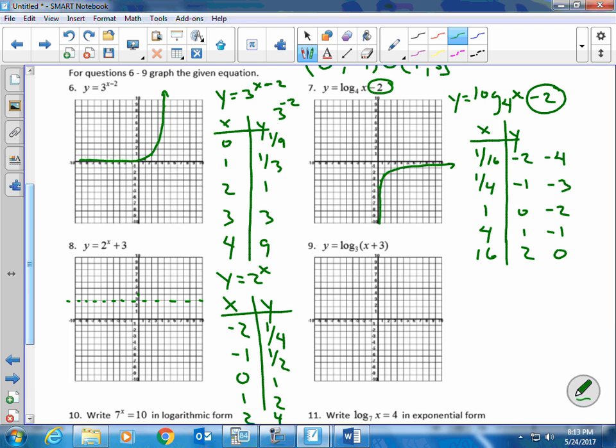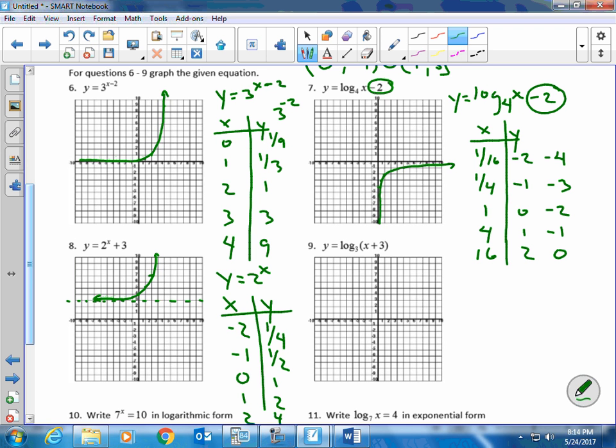When x is 1, y is 2. When x is 2, y is 4, up from the asymptote. When x is negative 1, y is a half, negative 2 is a fourth, and I get that curve there. Okay, this here moves my graph to the left 3.